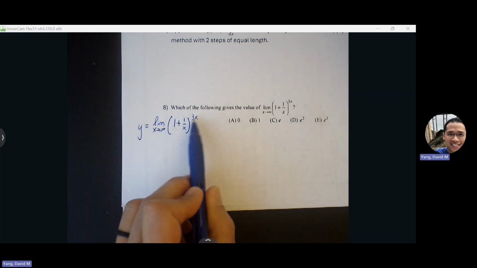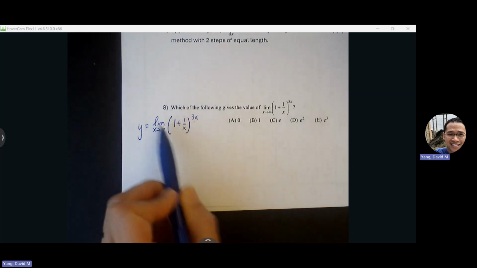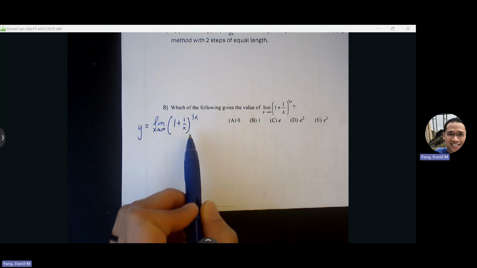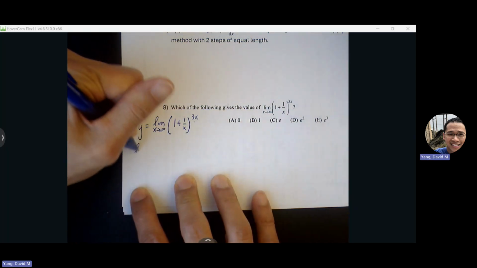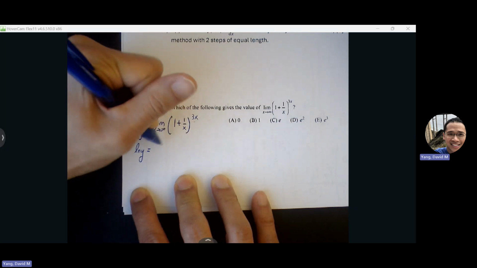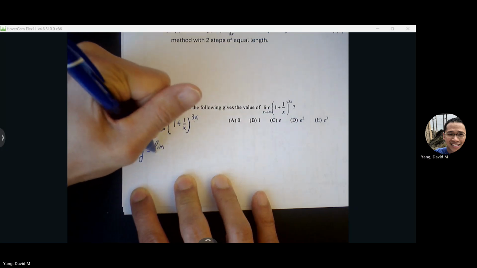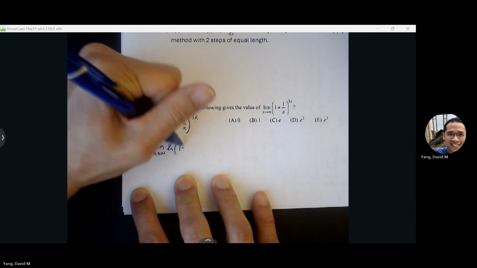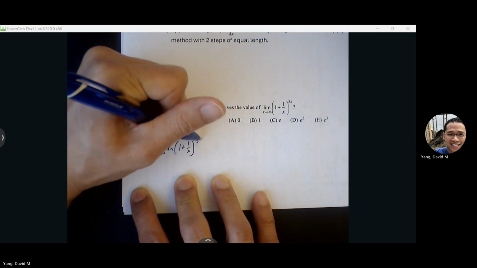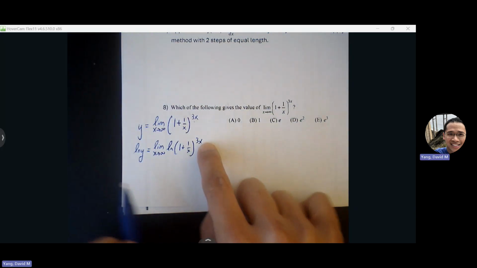So that 3x is hard to work with in that exponent location, so we want to try to bring it down, but in order to bring it down without changing the overall value, let's do log differentiation. Let's involve natural log both sides. Okay, so now that 3x is free to move.